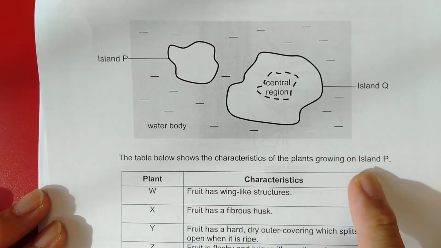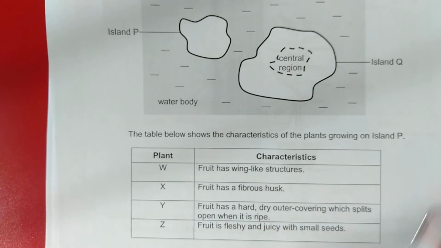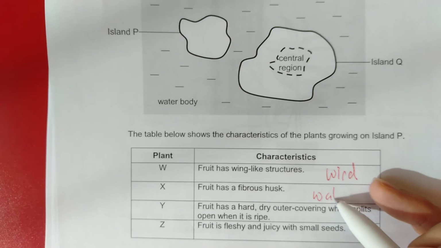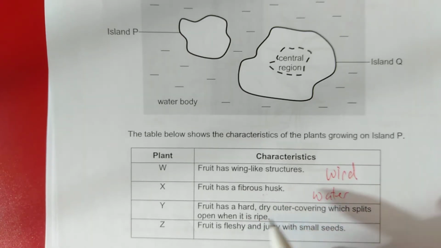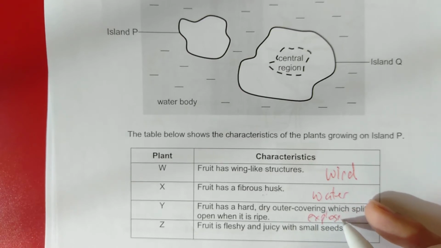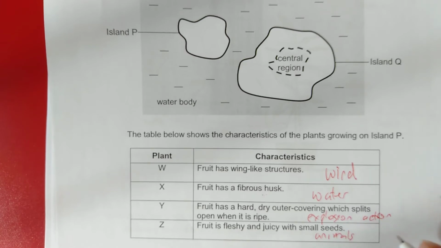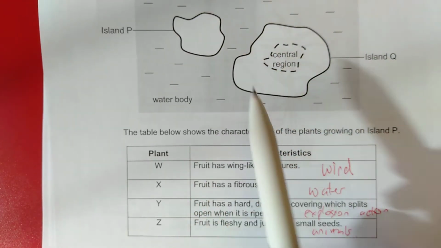The table shows the characteristics of the plants growing on island P. There are 4 kinds of plants growing there. Some have a wing-like structure, so they can be dispersed by wind. Fibrous husks can be dispersed by water, as they can trap air and float. Hard, dry outer covering with splits disperses by explosive action or by splitting, so this can't be dispersing too far away. This is fleshy and juicy and small, so it is dispersed by animals. Animals will eat and then throw the seeds away or pass them out through their droppings. Again this cannot be too far unless the animal can swim across the water.